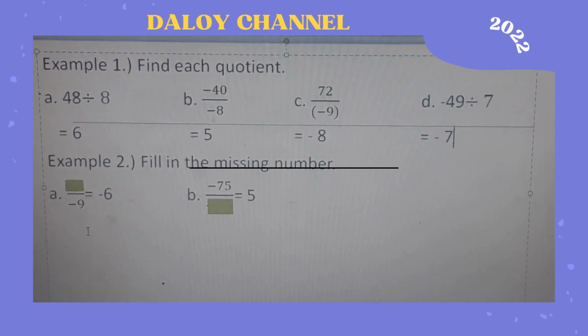Fill in the missing number. A number divided by negative 9, which is equal to 6, is negative 54. Then, what particular number is to be divided by negative 75, which is equal to positive 5? And that is negative 15. Continue.